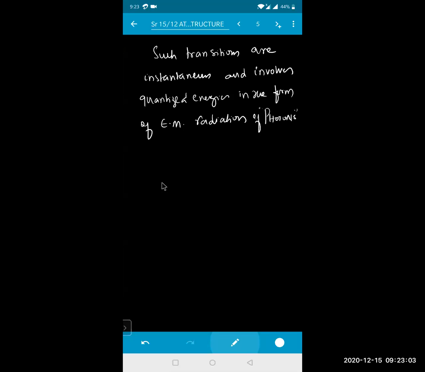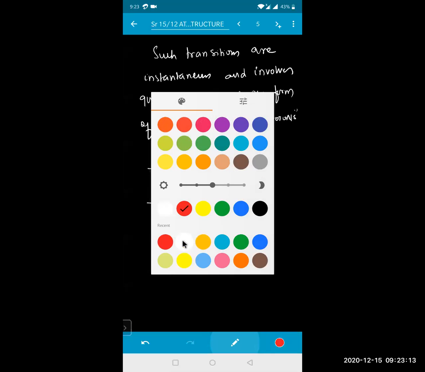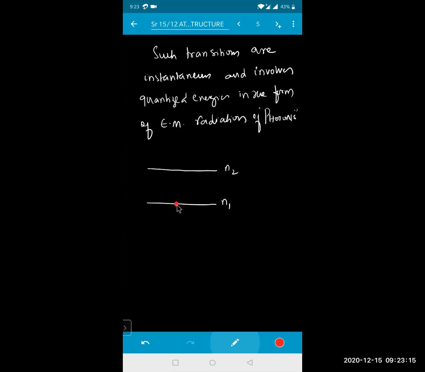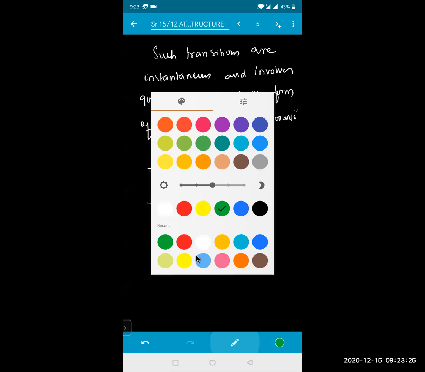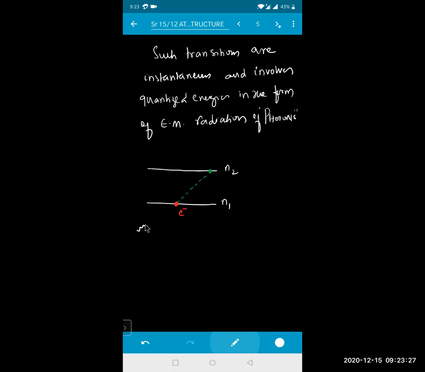Okay, now see, if I tell you with the help of a diagram, if these are your energy levels, this one is n1 and this one is, for example, n2. Now if an electron is present here, right now e1, this electron has to jump from here to n2. To go to n2, it will try to take energy from outside. So what should it do? Absorption, isn't it?